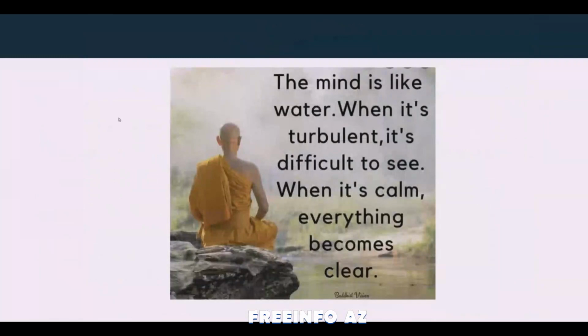Okay. And what I find is such a true quote, right? The mind is like water. When it's turbulent, it's difficult to see. And when it's calm, everything becomes clear.